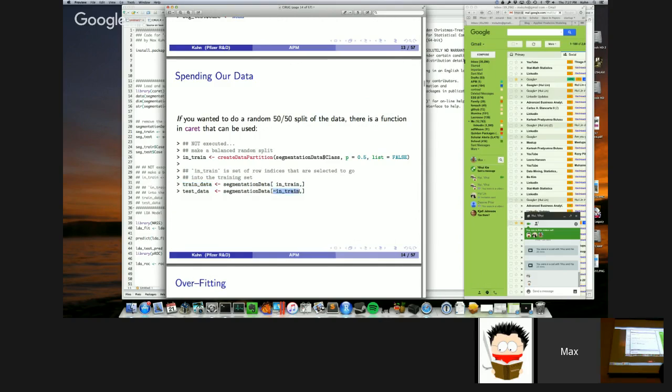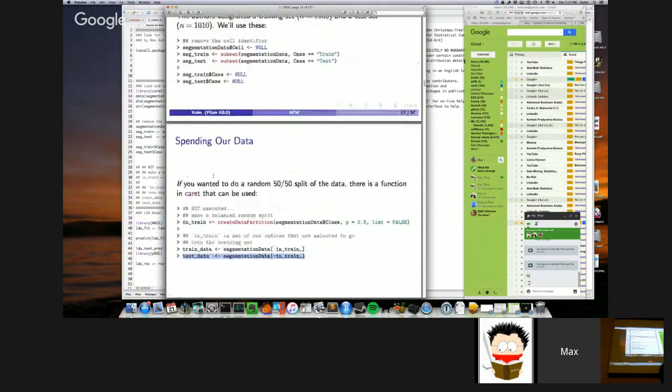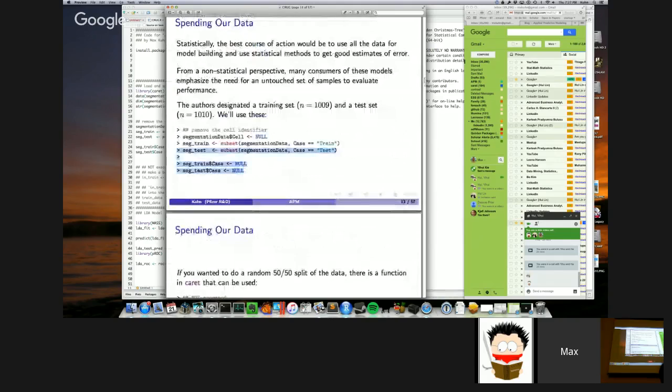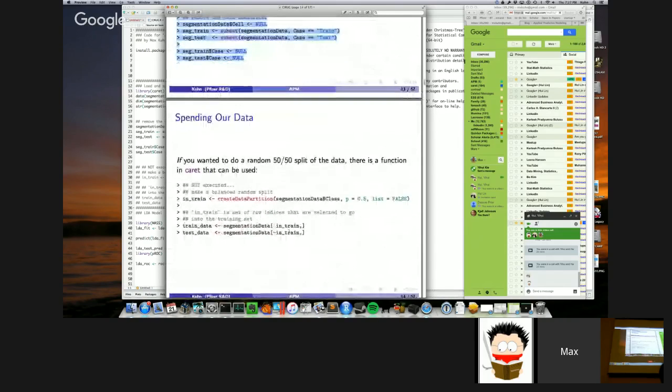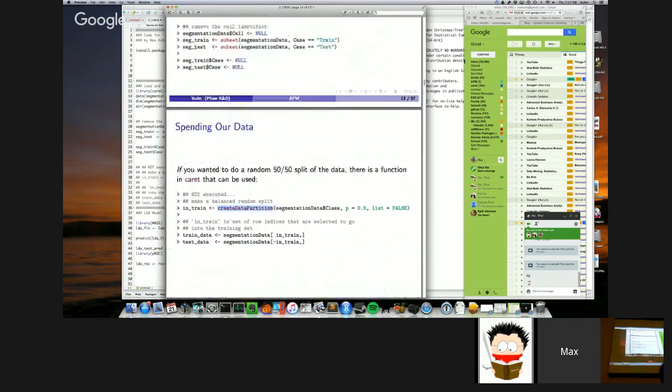And then in R, if you use negative integers in the rows, it gets rid of those, so this is what my test set would be. So again, I'm going to use the original split that the authors used, but in case you want to do something differently, you can do that using the code that's here. And again, this is in caret, which we previously loaded, so it should be available to you.